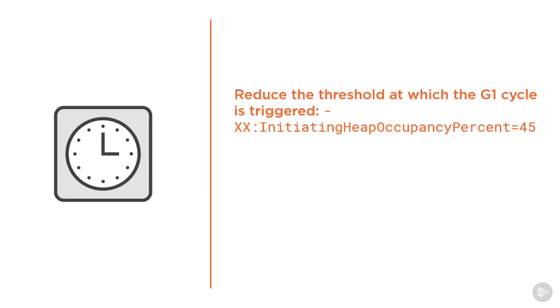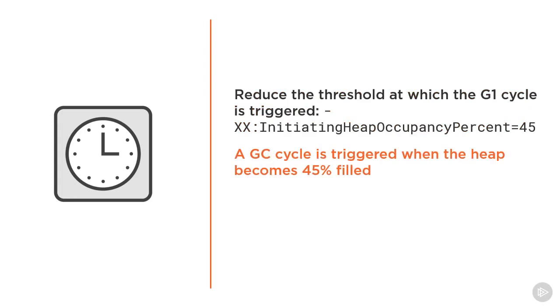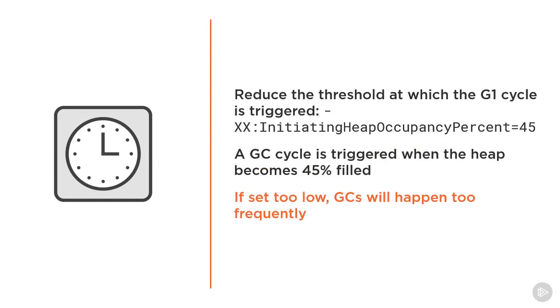To perform G1 background activities more frequently, you can reduce the threshold at which a G1 cycle is triggered. This is achieved by reducing the value of the InitiatingHeapOccupancyPercent flag. This flag is set to 45 by default. This means that a GC cycle is triggered when the heap becomes 45% filled. Reducing this value means that a GC would get triggered earlier and more often. But care should be taken that the value is not set to a number that's too low, which would result in GCs happening too frequently.